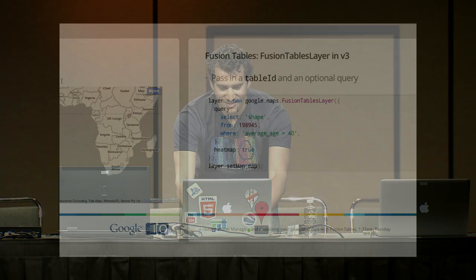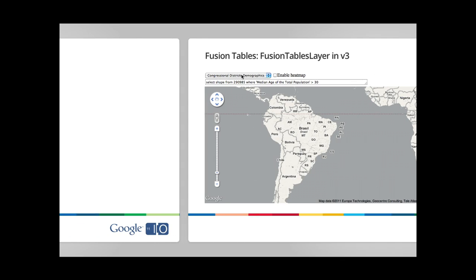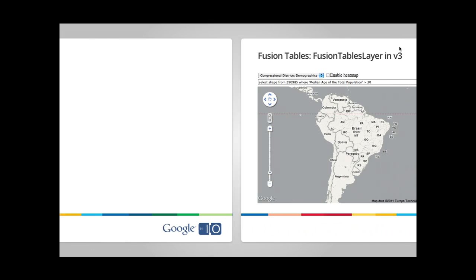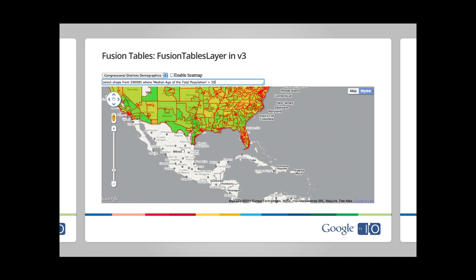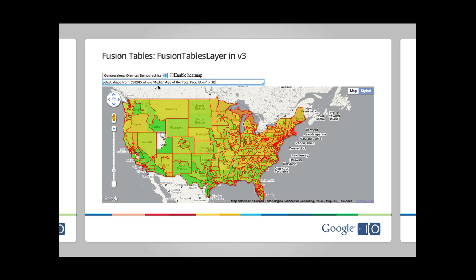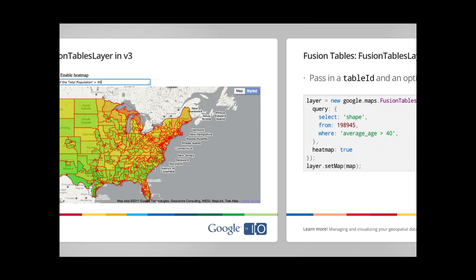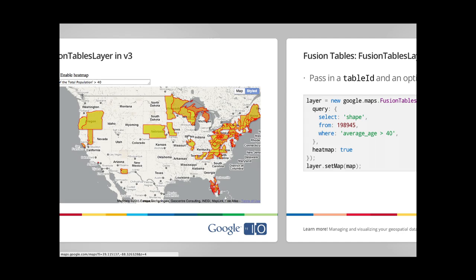I can enable heat map through the Maps API. Maybe I need to click this two more times. Yay, that worked. And so I'm also going to show you the congressional districts map that I just made. And it supports arbitrary queries. So here I'm selecting the shape of the congressional district from my table ID, where the median age of the total population is over 30. But I can very quickly switch this to 40. And very quickly, I get dynamic results back. So you can build really lots of exciting applications this way.